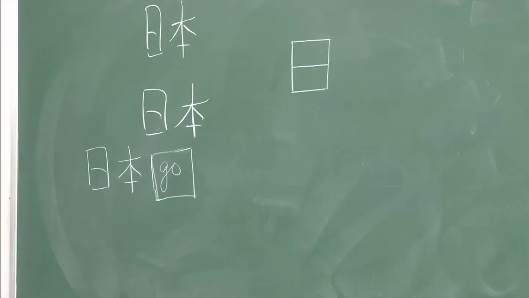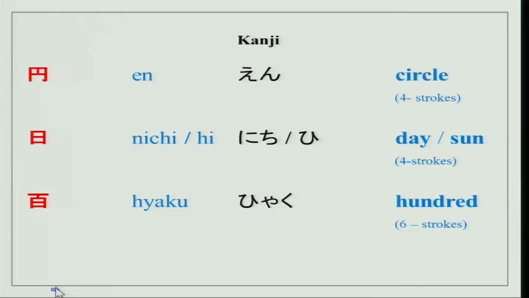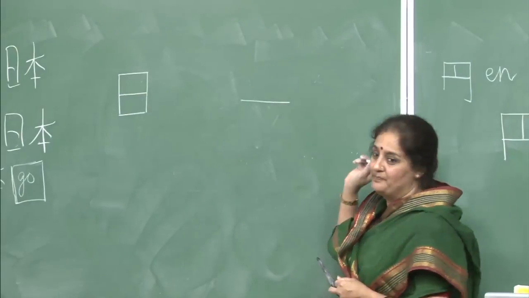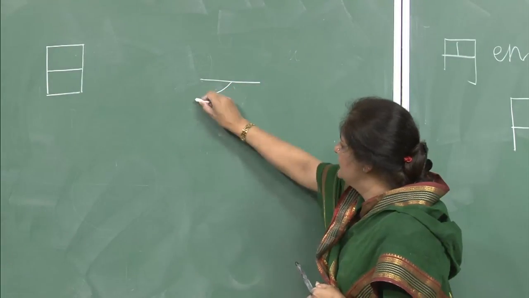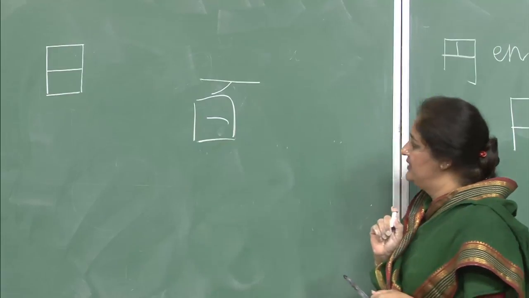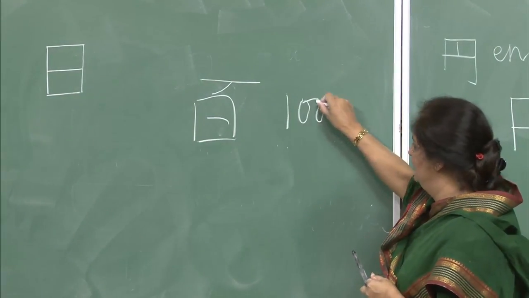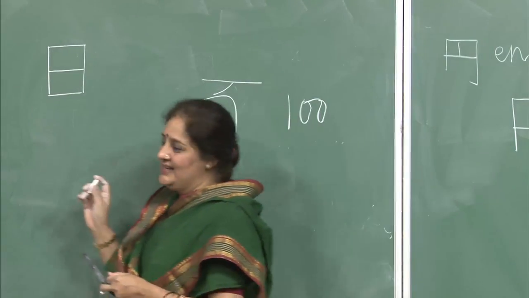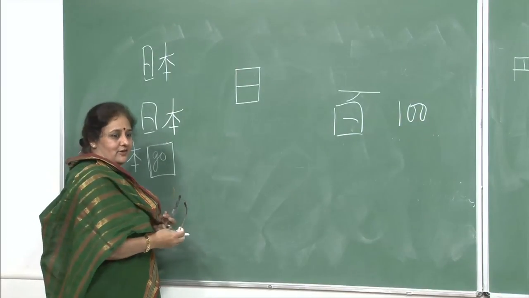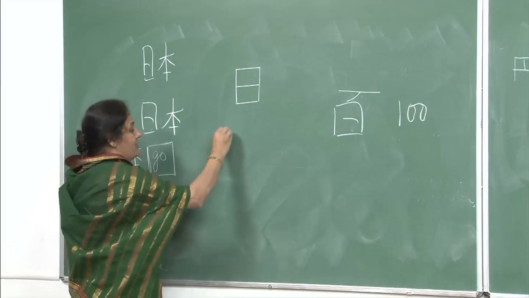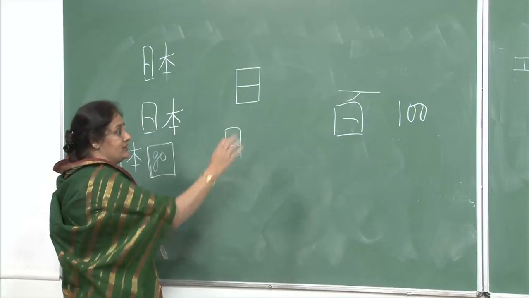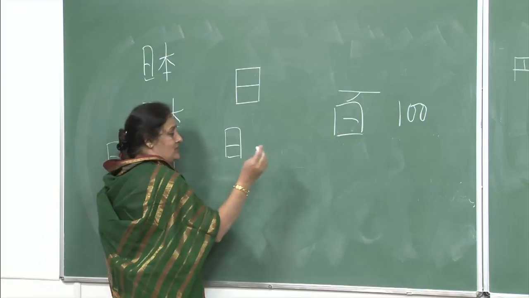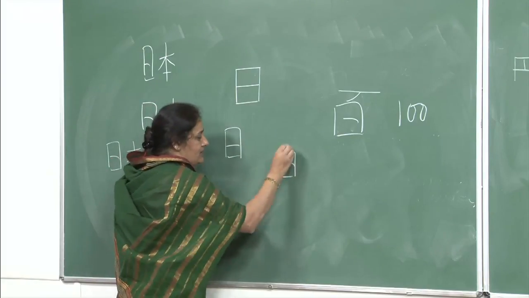Now, another character similar to Nichi over here. We have done Ichi, you remember, a single line which means one. Just by adding this to this, it becomes Hyaku. Now, this is not the way to actually learn kanji characters, but for the time being it is easy because you have done this character and you know what it means. It has nothing to do with Nichi or day at all. This is a completely new character, but how it has been made is what I am trying to tell you. It's easy to memorize like this: Nichi, this and this.